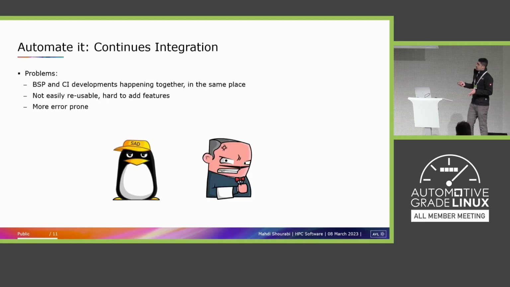The problem that could arise is that the BSP and CI developments are happening together in the same place. So this build system could not be easily reusable, and it's hard to add features. If we want to extend the CI part or BSP part, they can affect each other. And this is more error prone because when you get newer and newer builds, you need to harmonize all the repositories to make sure that they have the latest features you want.